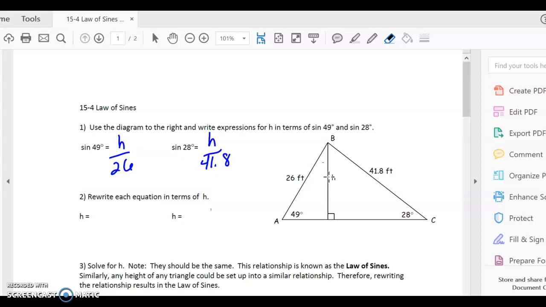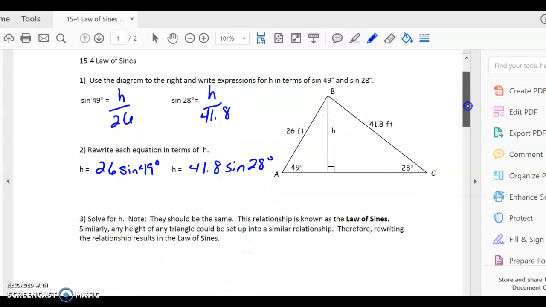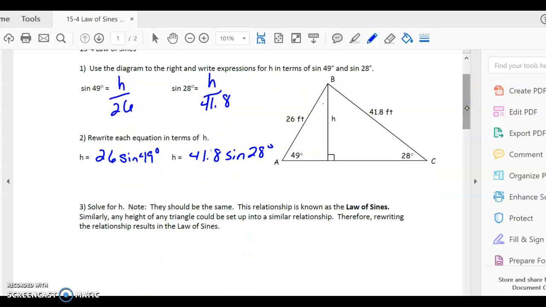If we rewrite each in terms of h, we would get 26 sine of 49, and we would get 41.8 times the sine of 28. Number 3 says solve for h. So in above, remember, you've got to be in your calculator in degree mode. If we solve for h, we're going to get approximately 19.6. And over here, we're also going to get approximately 19.6.